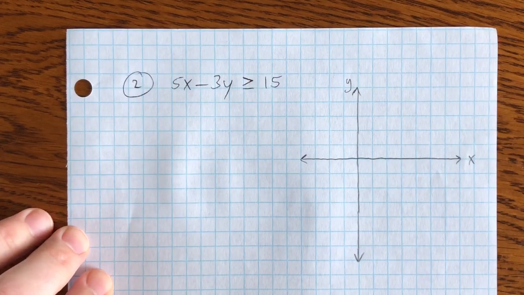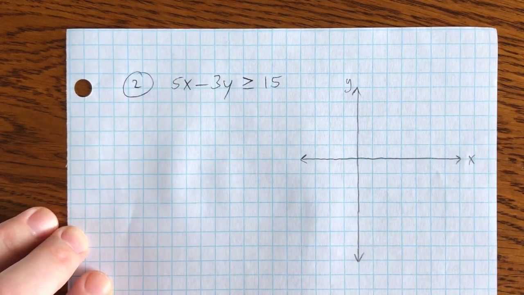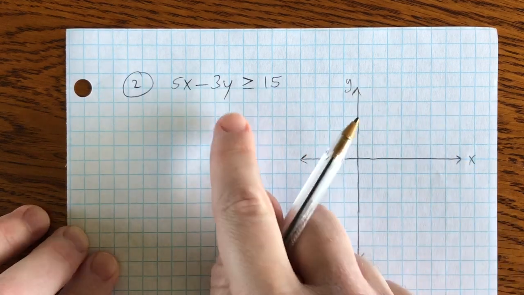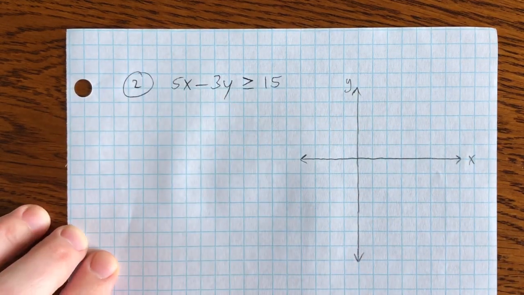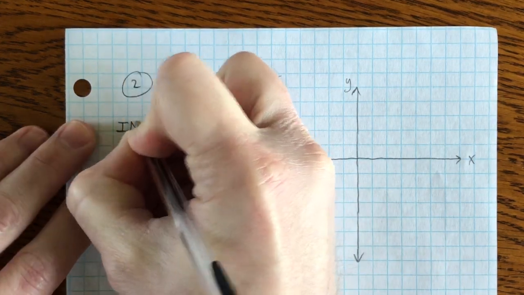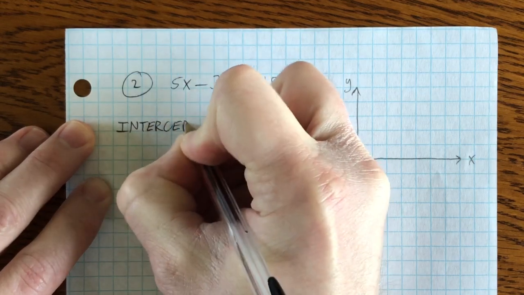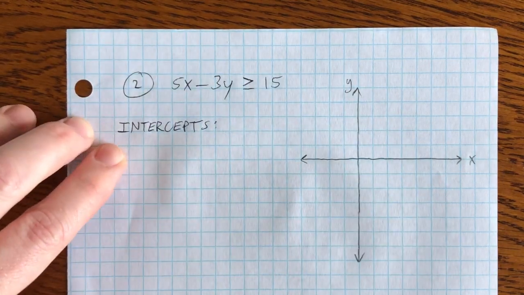Example number 2. We're doing the same thing. In this example, we're trying to determine the graphical solution of this inequality. This is a little more difficult. It's a linear inequality that now consists of two variables, x and y. So one thing we can do here is determine the intercepts of this line.